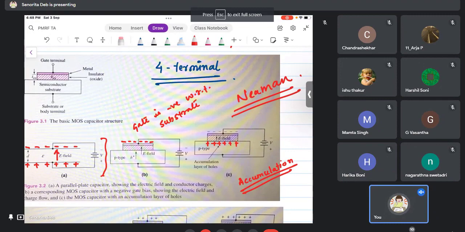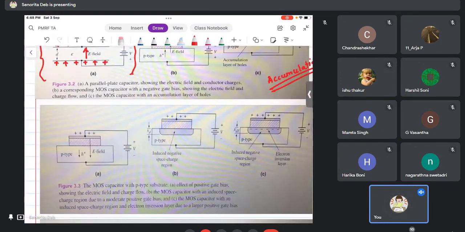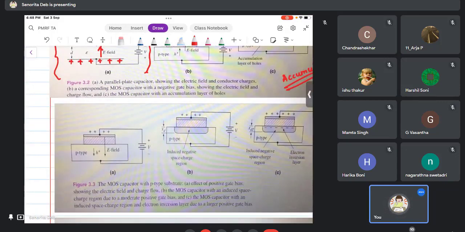So now what will happen? Next, we will see something else. What will happen if I put a positive voltage instead of a negative voltage? When I put a positive voltage, what will happen? The holes will get repelled, right? It's just like reverse biasing a PN junction diode, right?